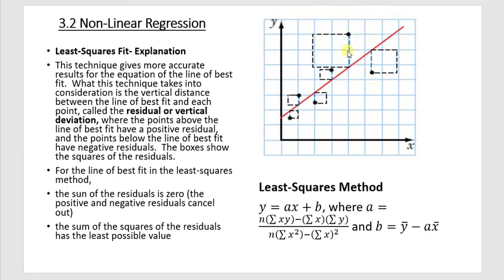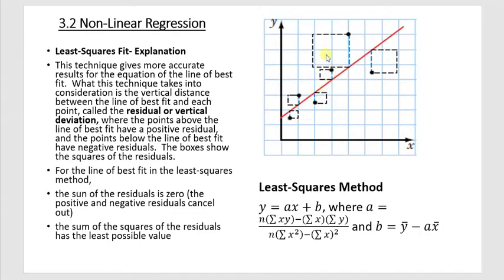For the points above the line of best fit, they're going to have positive residuals. And for the points below the line of best fit, they're going to have negative residuals. If you take a look at these boxes, for example, this point is 2 units up, whatever the units are on this scale. So in order to square it, we have to make 2 by 2, right?